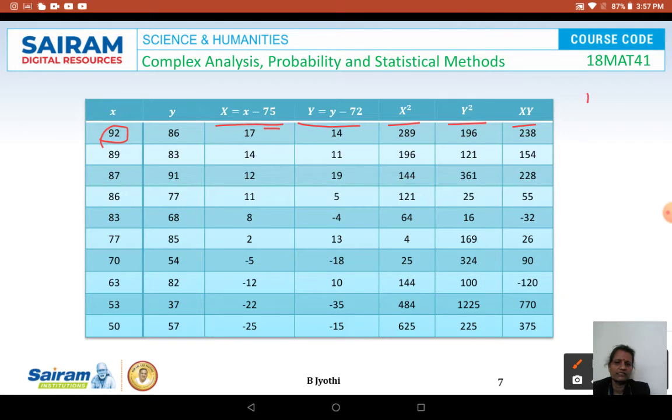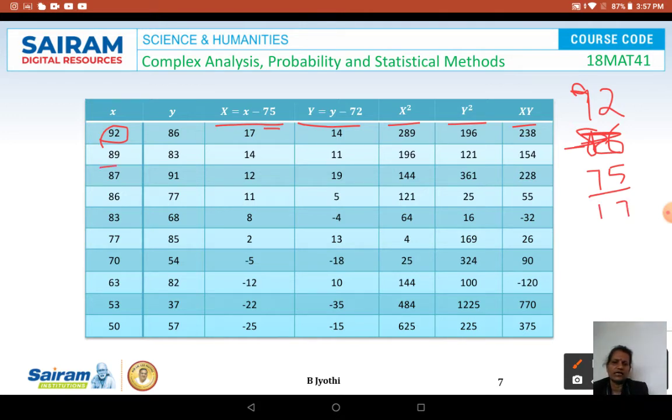Let me show you. See, 92 minus, sorry, not this value, it is 92 minus 75. So 92 minus 75, if you do, it will be 17.